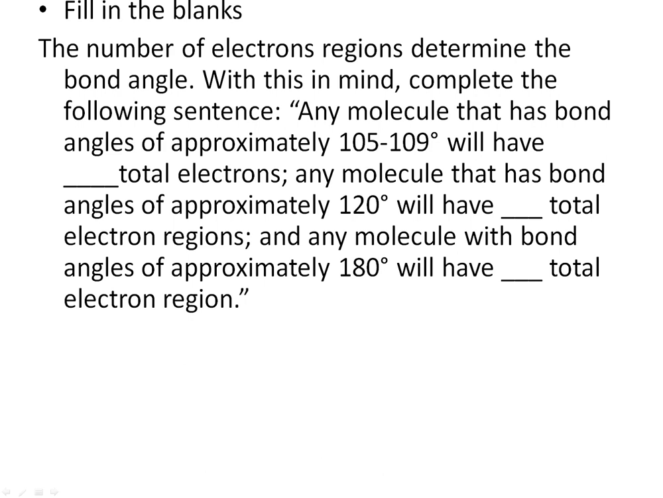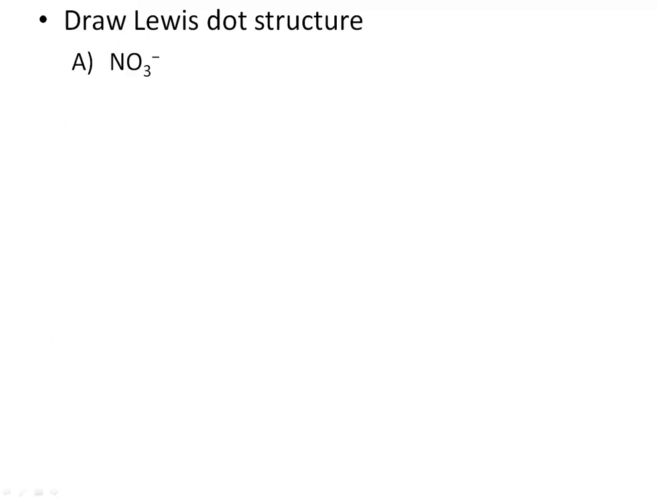Fill in the blanks. The number of electron regions determines the bond angles. With this in mind, complete the following sentences. Any molecule that has a bond angle of approximately 105 to 109 will have blank total electron regions. Any molecule that has angles of approximately 120 will have blank total electron regions. Any molecule with a bond angle of approximately 180 will have blank total electron regions. First blank is 4, next is 3, and the last one is 2.